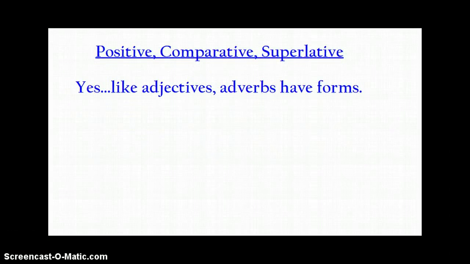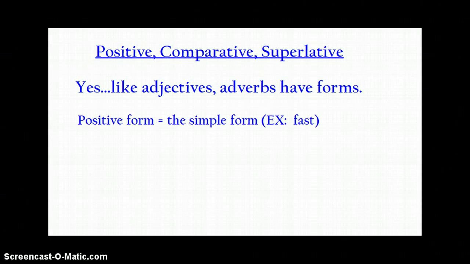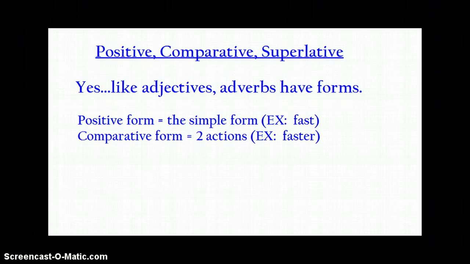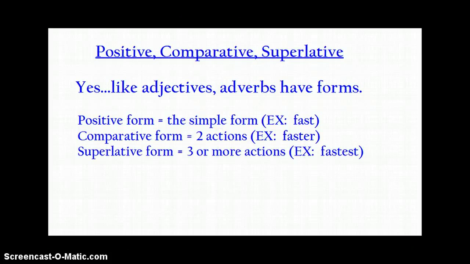Now, like adjectives, adverbs have the same forms: positive, comparative, superlative. The positive form is the simplest form of the adverb. So the word fast can be used as an adverb. If you were comparing two people, Joe is faster than Bill, or Joe ran faster than Bill. The superlative form, Joe ran the fastest out of everyone in his class. Positive, comparative, superlative. Remember, we're adding er or est.